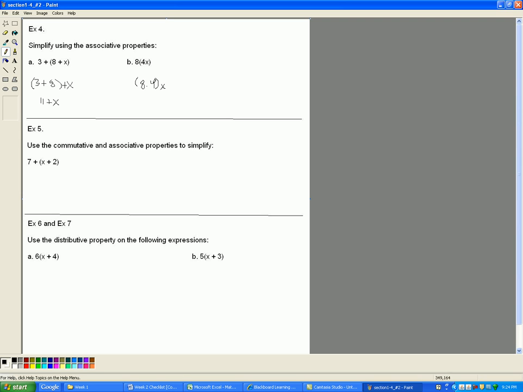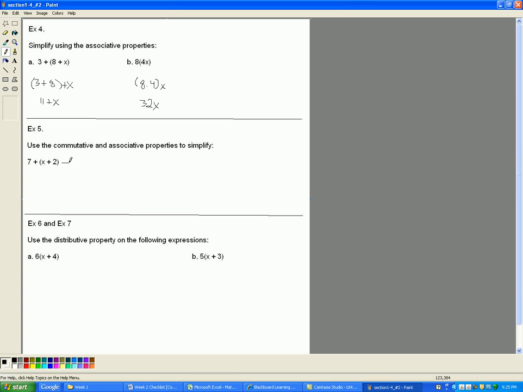So the associative property allows us to do that. Now we can go ahead and compute 8 times 4, which is 32, and we still have the x there, so 32x. And that's all it is for associative properties. Now we're going to combine the two, and use the commutative and associative properties to simplify. So this is a pretty simple example, but if you really understand the concept, you can apply it to very complex problems. In this case, we see we have 7 plus x plus 2.